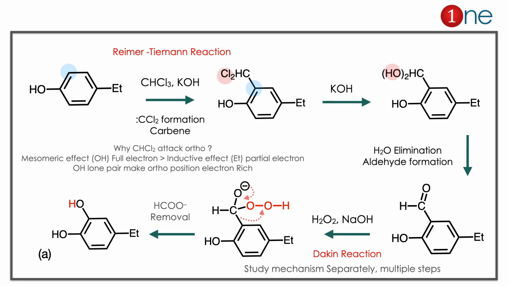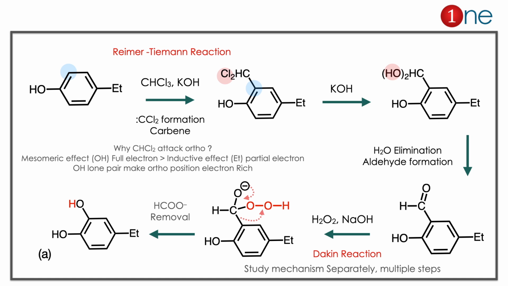Here, according to basic organic chemistry, the mesomeric effect is stronger than the inductive effect, because the electron density on the lone pair is much higher than the inductive one, which is partial. So the OH lone pair makes the ortho position very electron rich. So the reaction occurred at the ortho position, and you have the CHCl2 attachment.